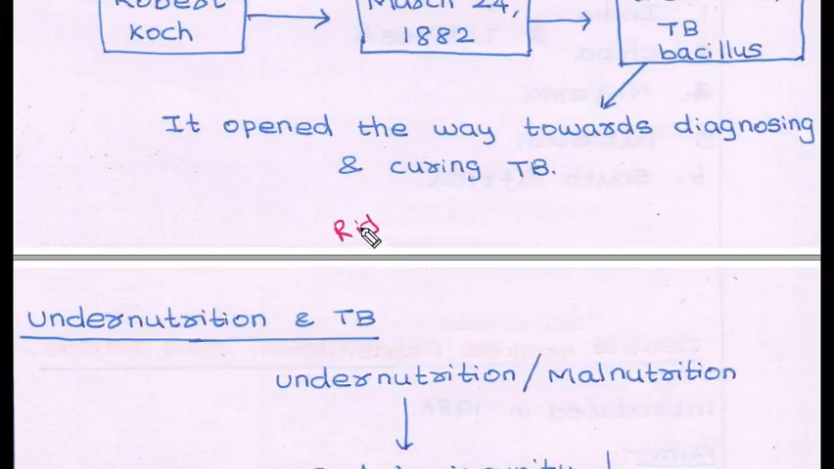like rifampicin, isoniazid, and other drugs. So the discovery of the tuberculosis bacteria opened new ways in diagnosing and curing tuberculosis.